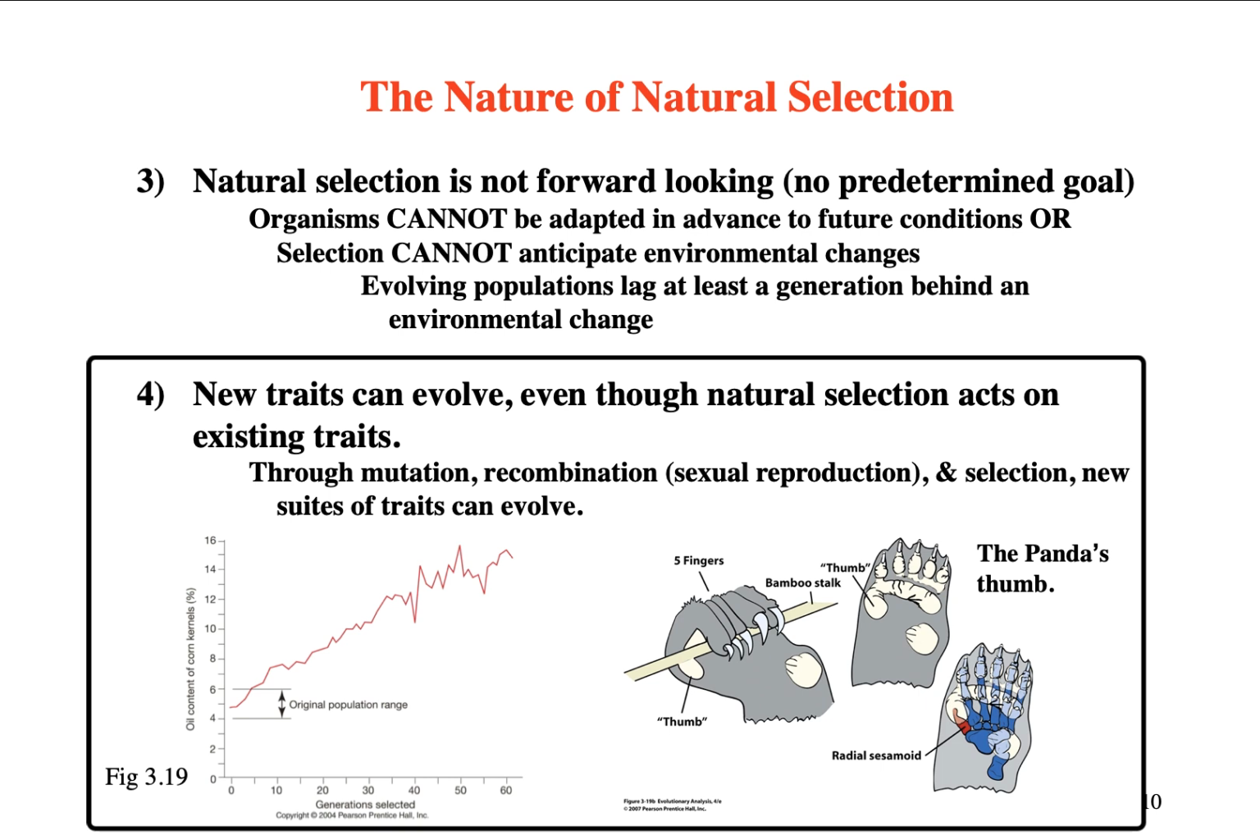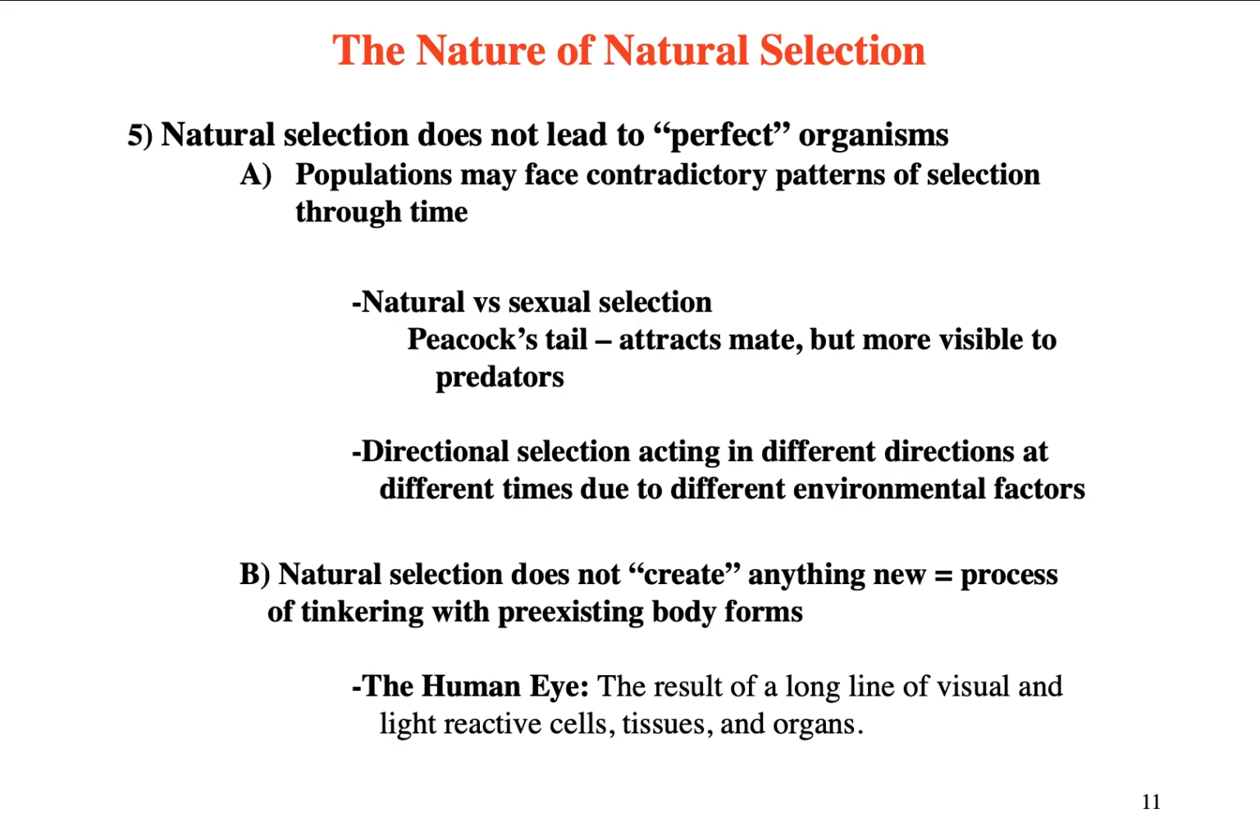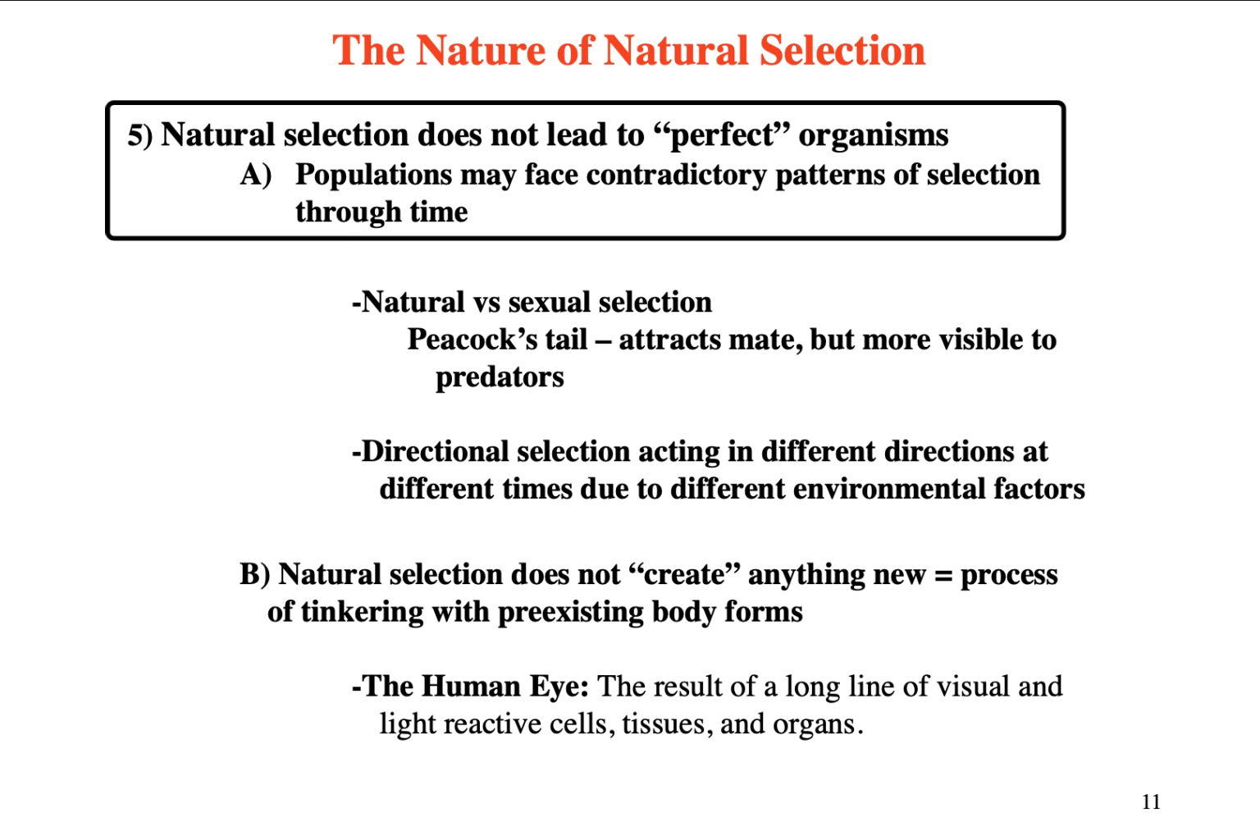And one of those examples is the panda's thumb, which really isn't a thumb, but it's an extension of an already existing bone, one of the metatarsals in the hand or in the paw, that helps it grab onto things. But it's not morphologically or evolutionarily related to our thumb. It's a new appendage from a different bone. So natural selection does not lead to a perfect organism. Populations face many contradictory patterns of selection through time. So what works at one time might be a detriment at a different time.